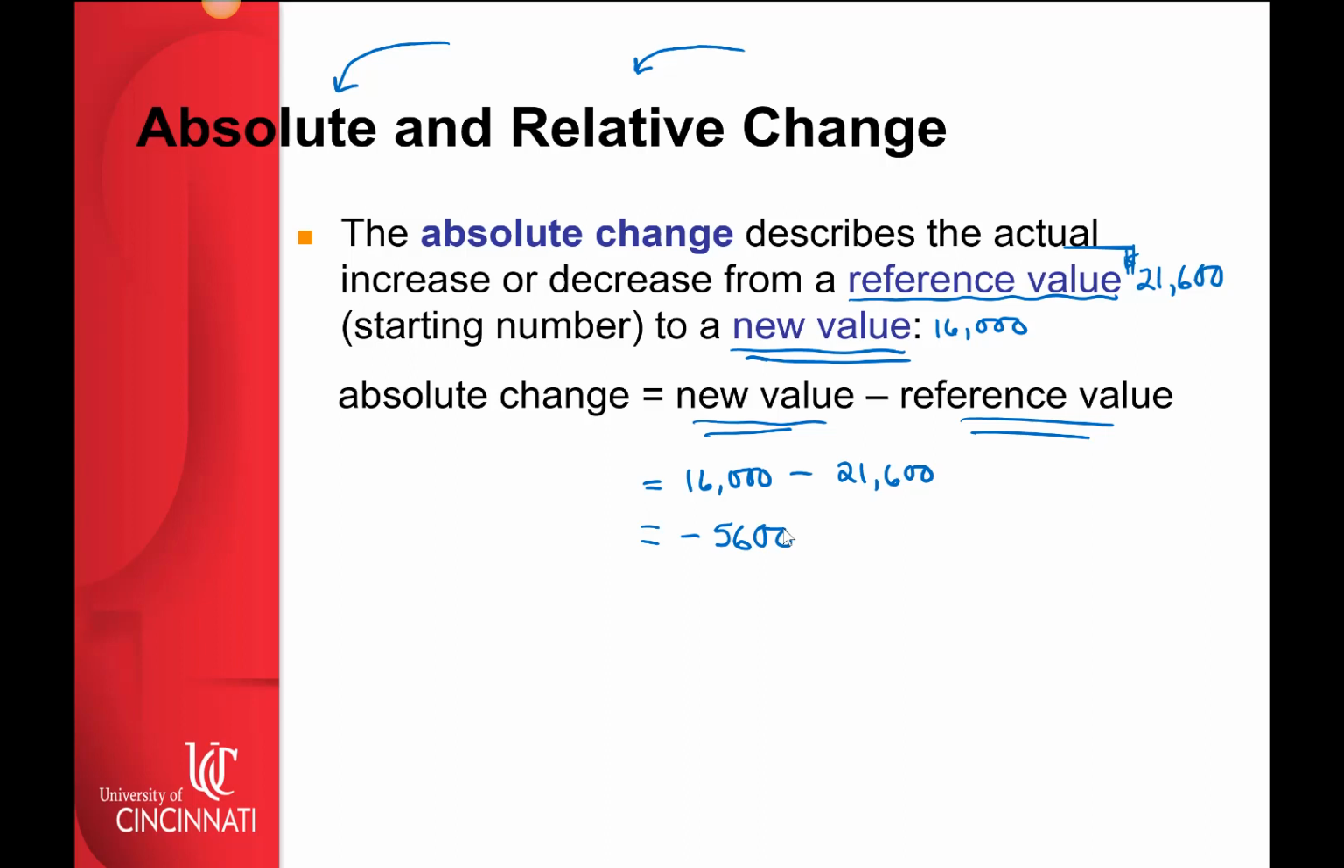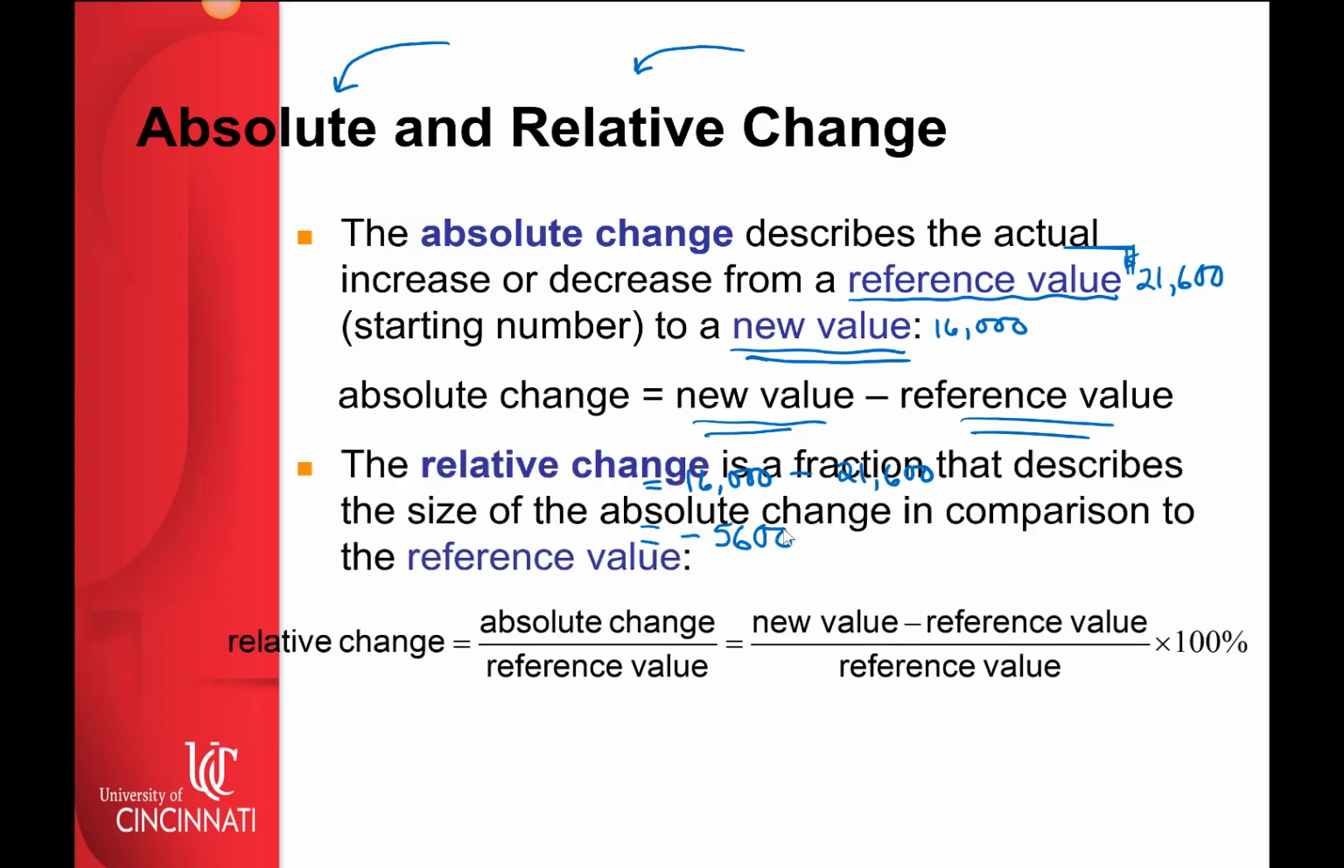What's that tell you about the situation? You've lost $5,600. Can you get it back? No. You can't. It's gone. Well, why? Because the car's not worth what it was. You can't sell it for any more than $16,000. You plump down 21.6, all you're getting back right now is 16. You've lost it. Does that make sense? The absolute change is a decrease of $5,600. Does that make sense to everybody?